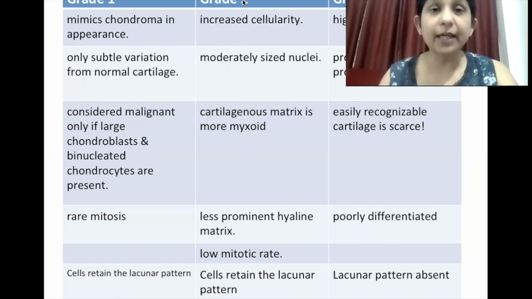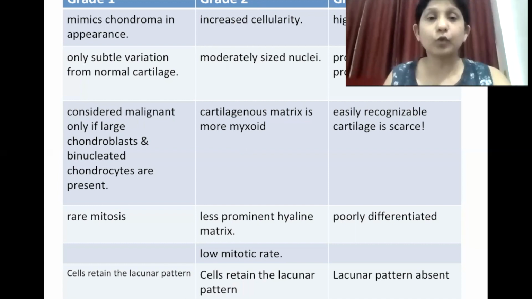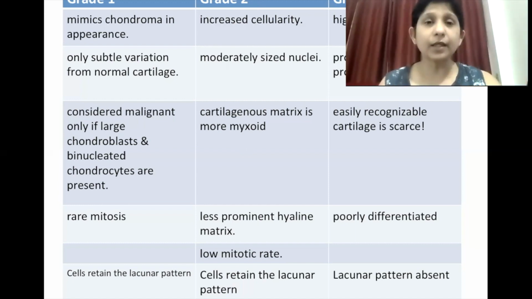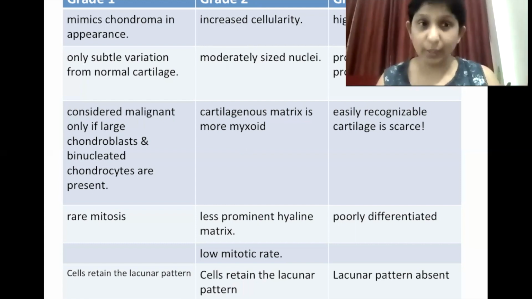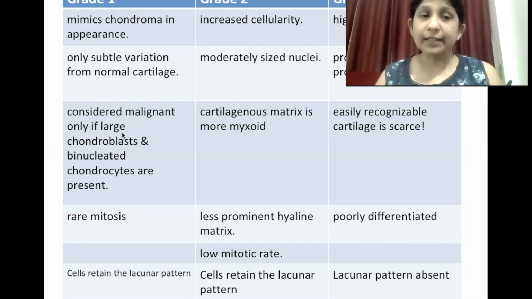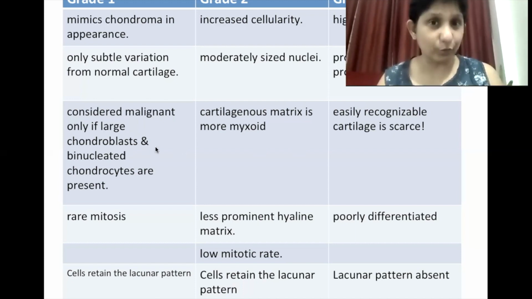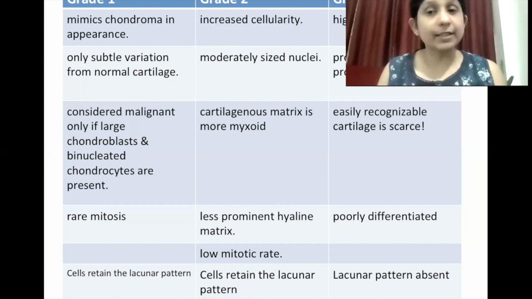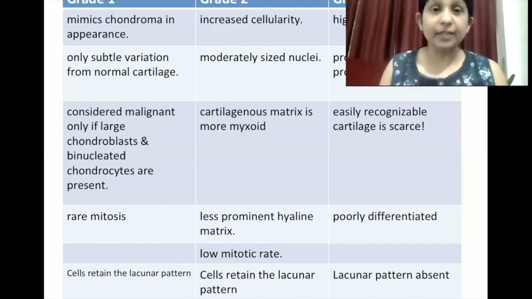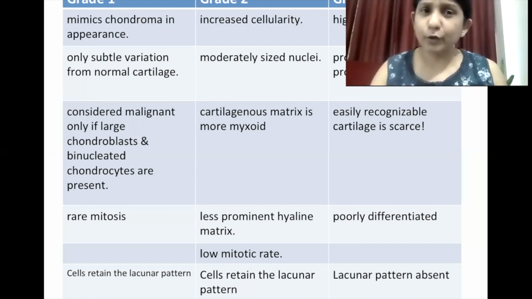Whereas in grade 3, it will not resemble the parent cartilage tissue, which makes it very difficult for you to understand whether the tumor is a cartilaginous tumor or otherwise. In grade 1, it is considered malignant only if large chondroblasts and binucleated chondrocytes are present. But you can still recognize that it is a cartilaginous tissue that you're dealing with. Whereas in grade 3, the cartilage area is very scarce. That means you will not be able to find much of very familiar looking cartilage tissue.